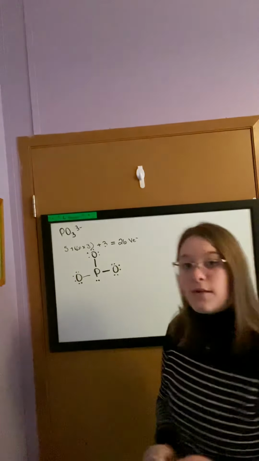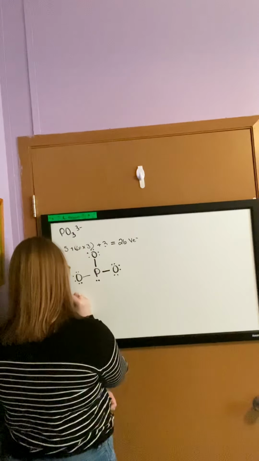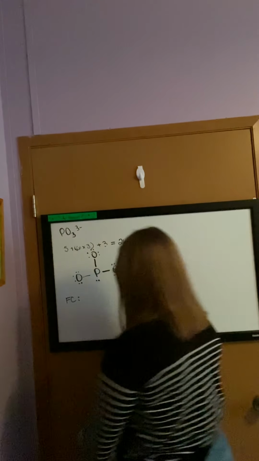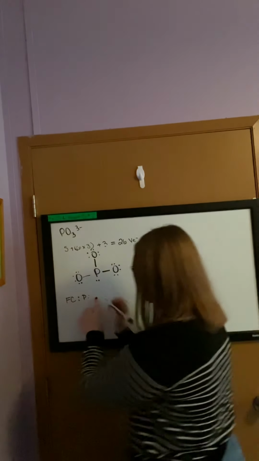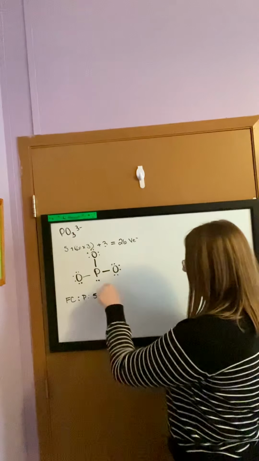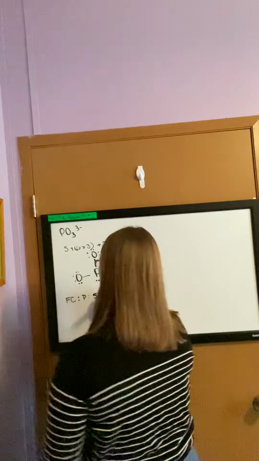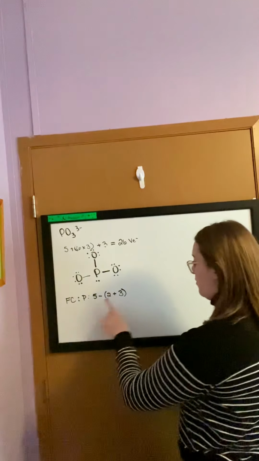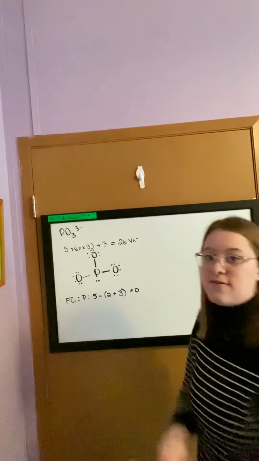Now on to the important part, the formal charge. So the formal charge of phosphorus, we're going to start with phosphorus, okay? Phosphorus has 5 valence electrons. And we're going to subtract the number of non-bonding electrons, which is 2, plus the number of bonds, which is 3. 5 minus 5 equals 0.